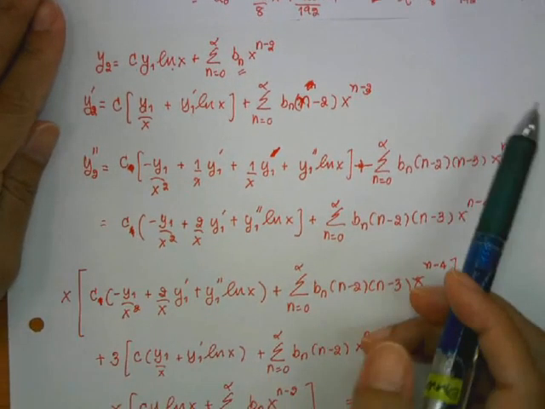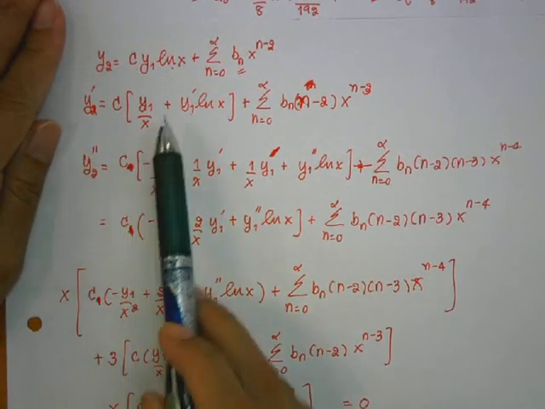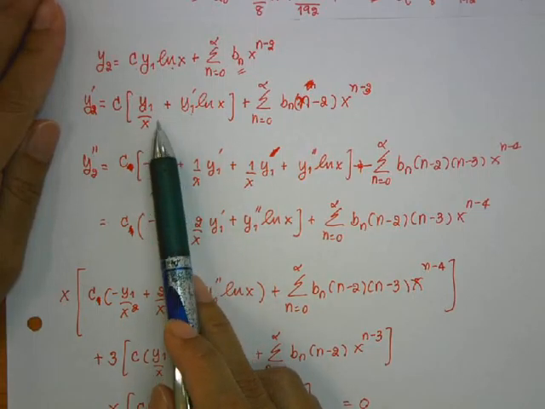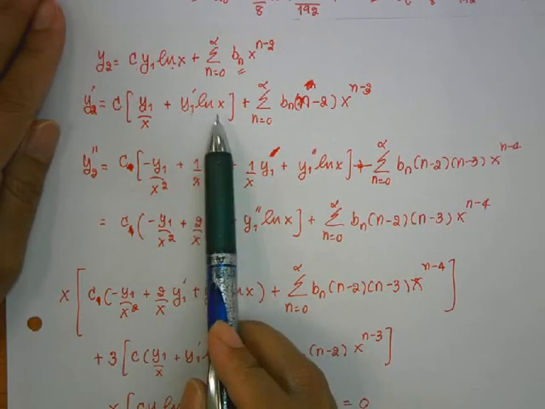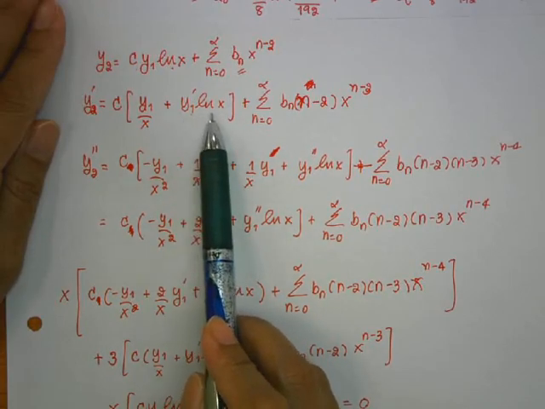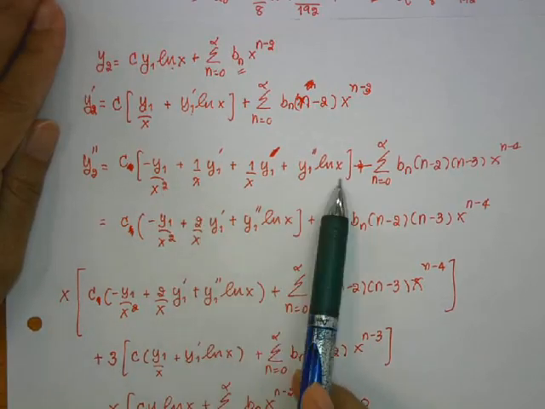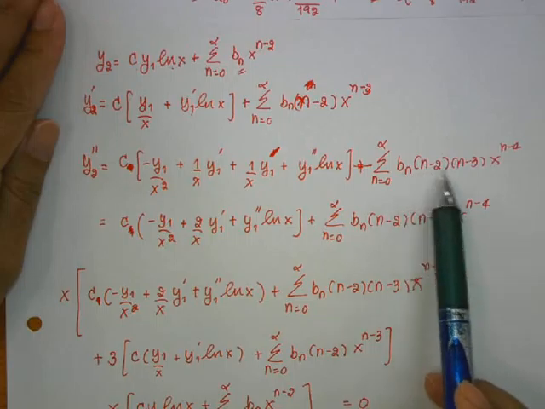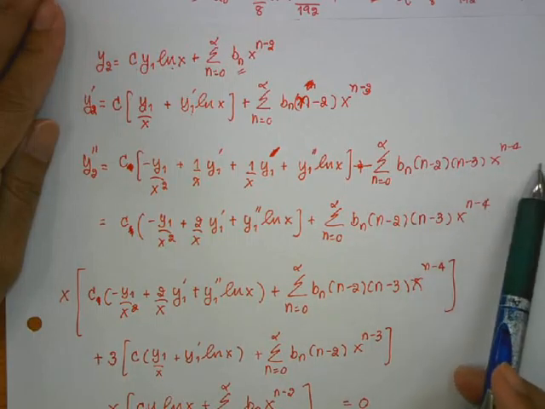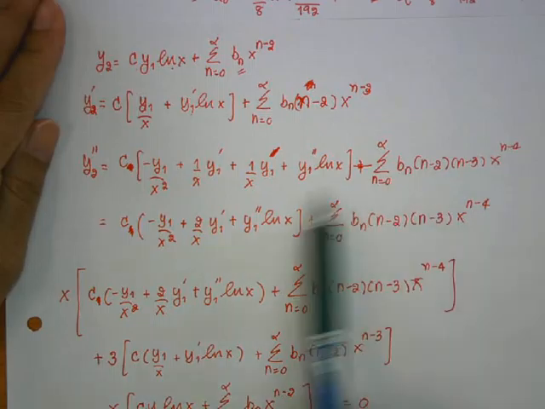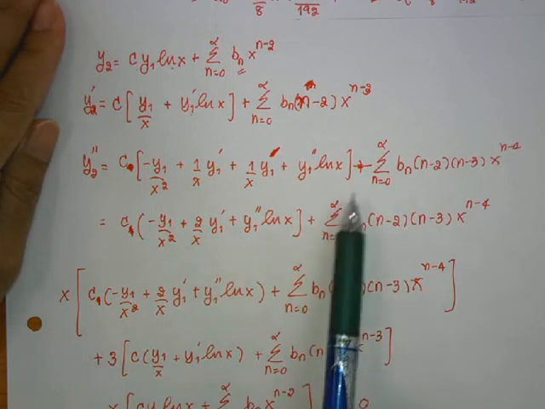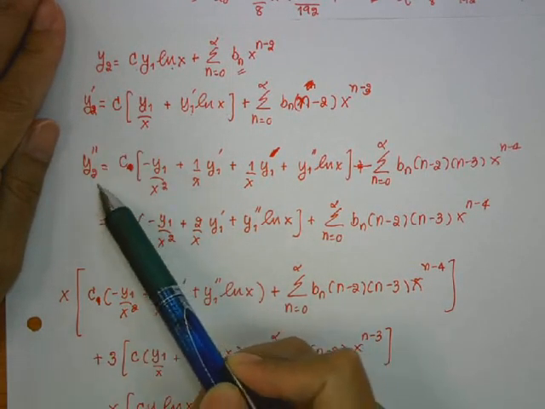You do the same for the second derivative of y2. Take this one: it is also the product of two functions, y1 and 1 over x. This one is the product of two functions, the first derivative of y1 and ln x. So that's why we got 4 terms there. But for this one, you would get bn times n minus 2 times n minus 3 times x to the power of n minus 4. And then you see these two terms, you can combine them together to get 2 over x times the first derivative of y1. And that's it.